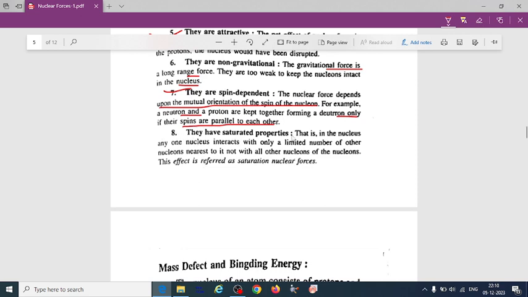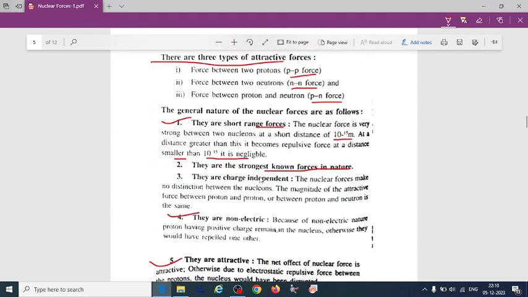Next, they have saturated properties. In the nucleus, any one nucleon interacts with only a limited number of other nucleons nearest to it, not all the nucleons inside the nucleus. This is referred to as saturation of nuclear forces. So these properties are very important.